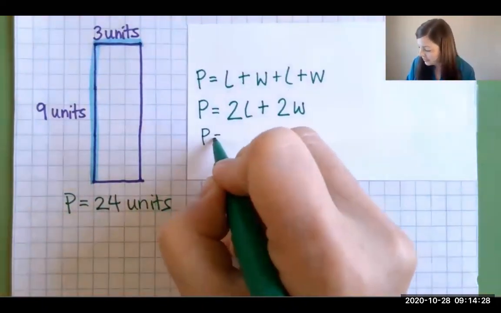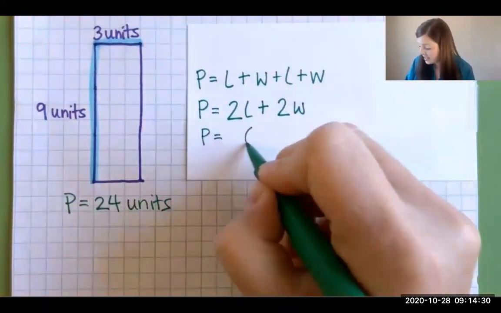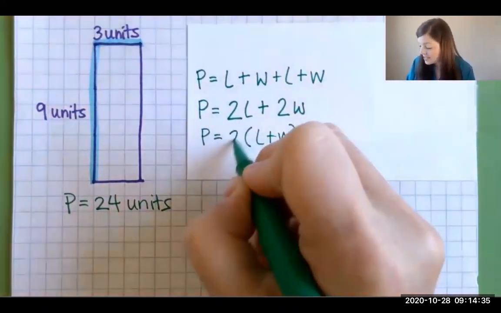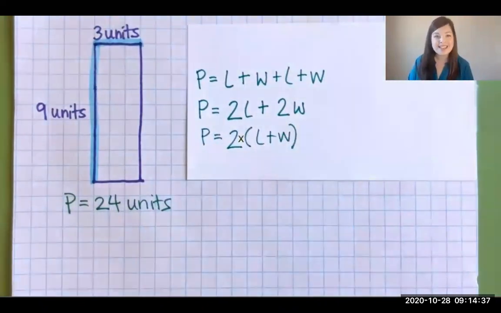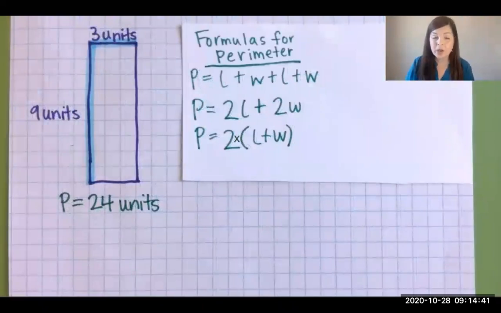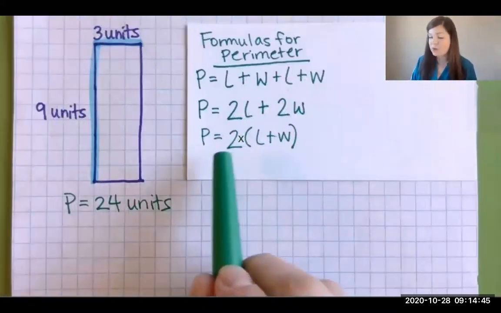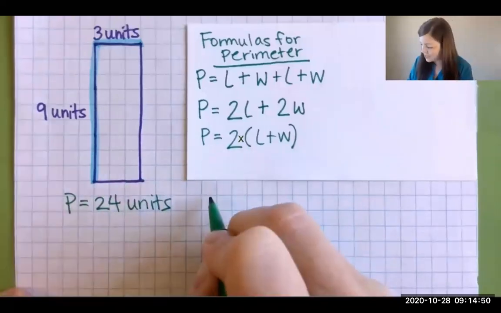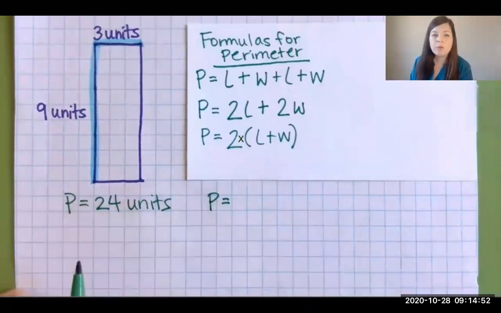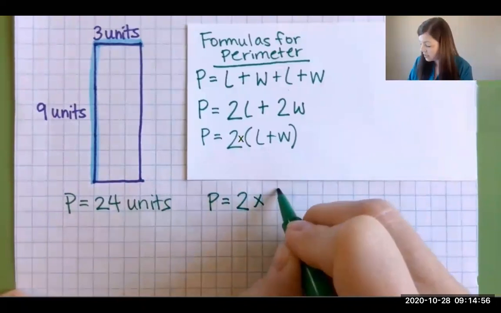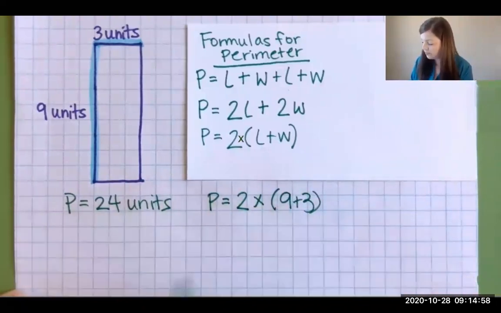To find the perimeter, we could add the length and the width and then double that sum, or find 2 times that sum. What I just recorded were formulas for perimeter. Let's use this last formula here now to find the perimeter of this rectangle. So to use this formula, we will be finding 2 times the length plus the width, so 9 plus 3.